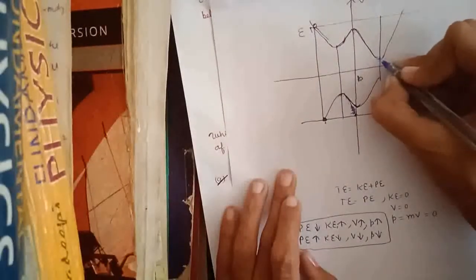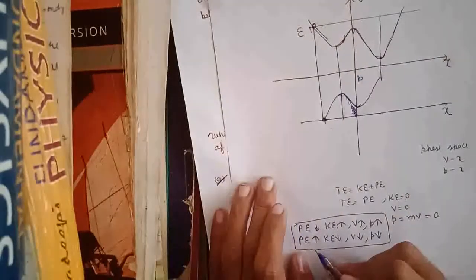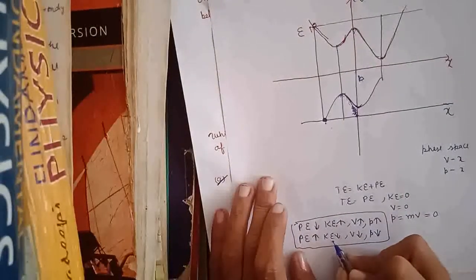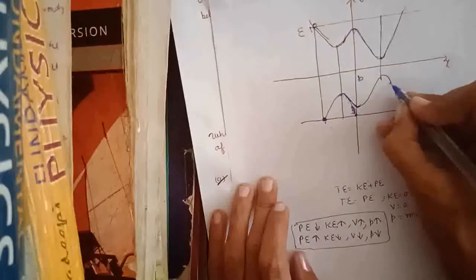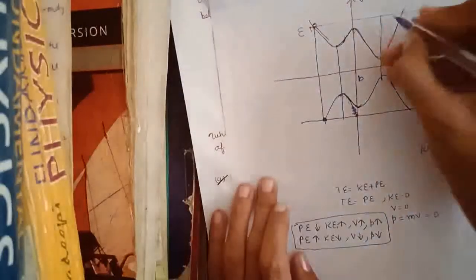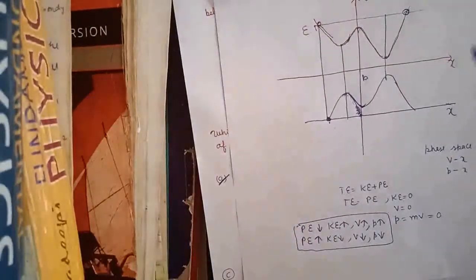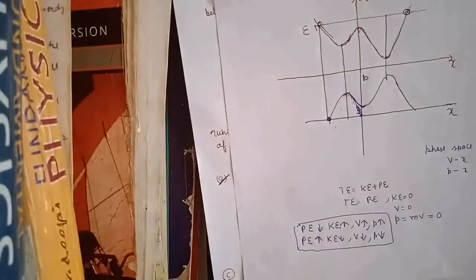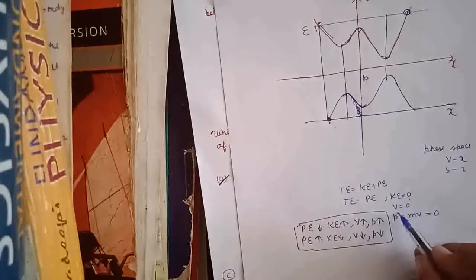Now the particle comes over here, and now it will move here. Here again the potential energy increases, kinetic energy will decrease, velocity will decrease, so momentum will also decrease. Now the particle comes over here. Again the same thing happens: the total energy of the particle becomes equal to the potential energy, so kinetic energy is 0, velocity is 0, and the momentum will also become 0.